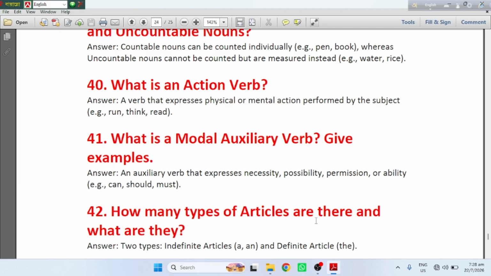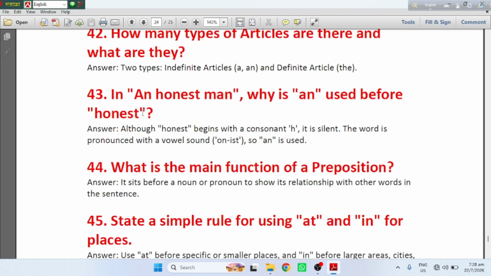How many types of articles are there and what are they? Two types. Indefinite article a/an and definite article the. In "an honest man," why is "an" used before "honest"? Although honest begins with a consonant H, it is silent. The word is pronounced with a vowel sound, so "an" is used. 44. What is the main function of a preposition? It sits before a noun or pronoun to show its relationship with other words in the sentence.